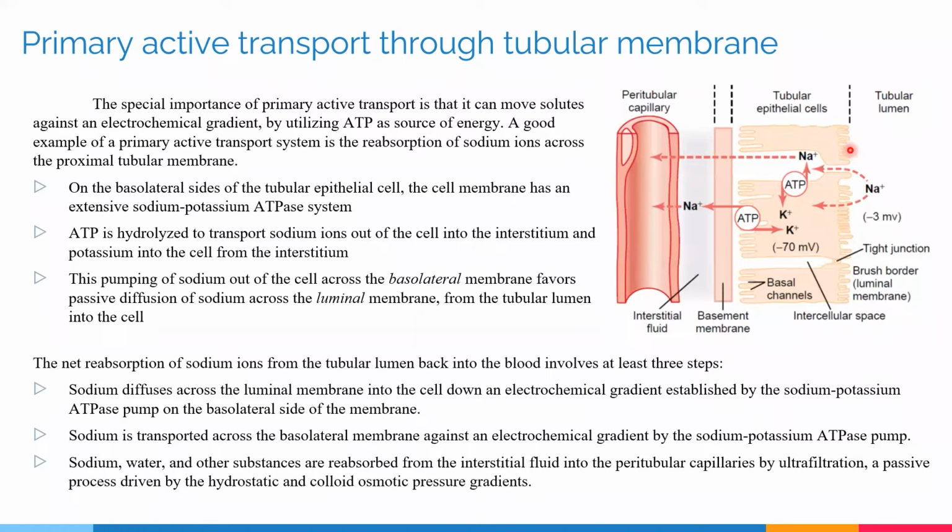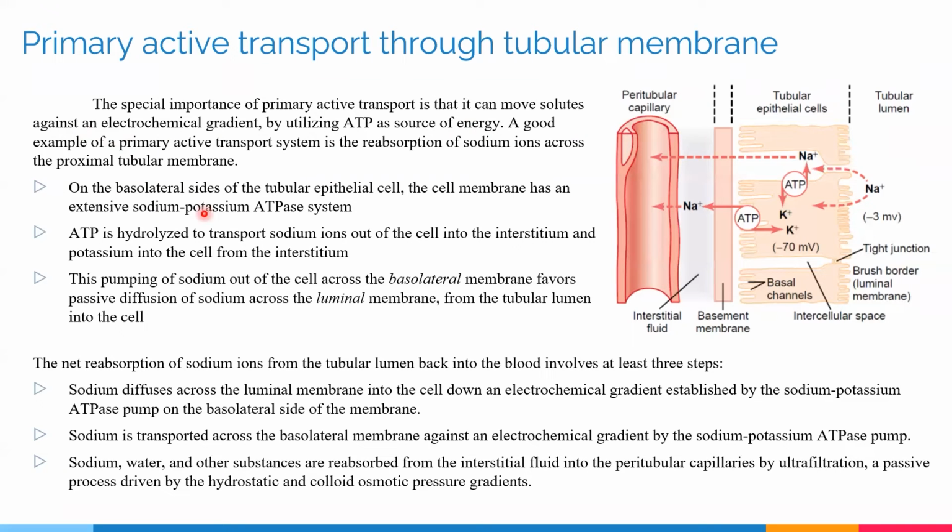Next, let us look into primary active transport through the tubular membrane. The special importance of primary active transport is that it can move solutes against an electrochemical gradient by utilizing ATP as a source of energy. A good example of primary active transport is the reabsorption of sodium ions across the proximal tubular membrane. So we will look into the transport of sodium ions across the tubular membrane in order to understand how primary active transport in general works in the renal tubules.